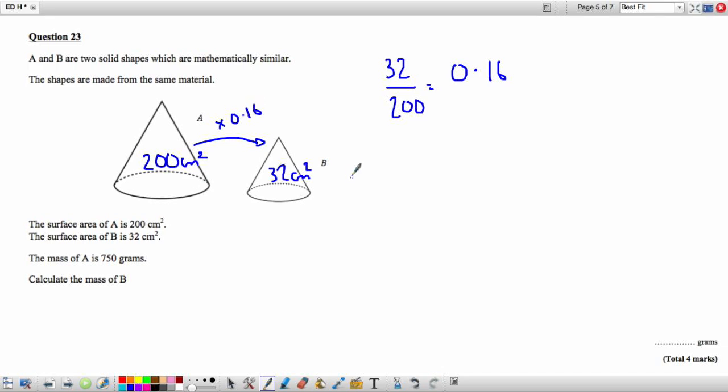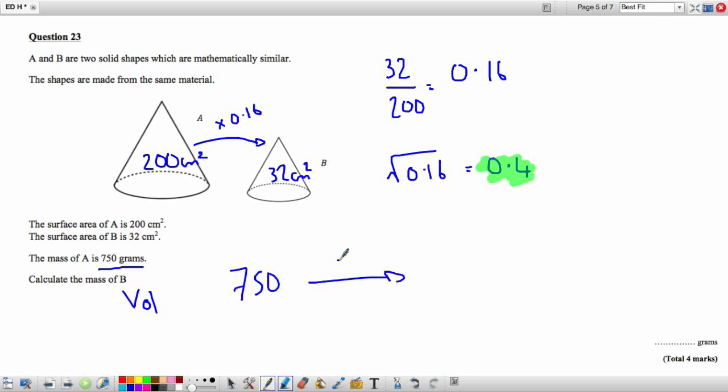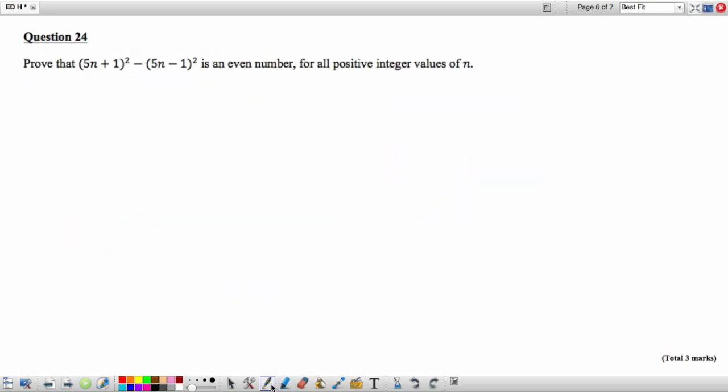0.16. Now this is the scale factor squared because we are dealing with area. So we must square root to find the scale factor, which is 0.4. Now we can use that value when we then need to find the mass, which is the same as the volume of B. So we start with a value for A, which is 750, and to move to B, we're going to times by the scale factor, 0.4 to the power 3, because we are dealing with volume cubed. That gives us the mass of B, which is 120 grams.